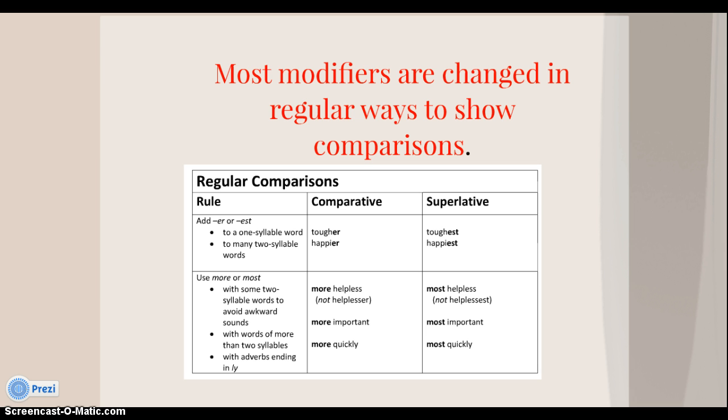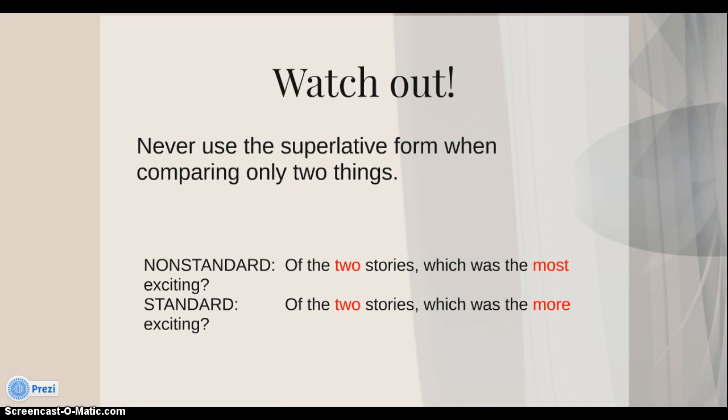It's kind of a funny word, and it's sort of fun to say, but it doesn't work. So we're going to use more or most. Most of the time, those are really easy ways to figure that out. Here's what you want to watch out for, though. You don't want to use the superlative form, the EST form, or the most form when you're only comparing two things. Let me look at the example here.